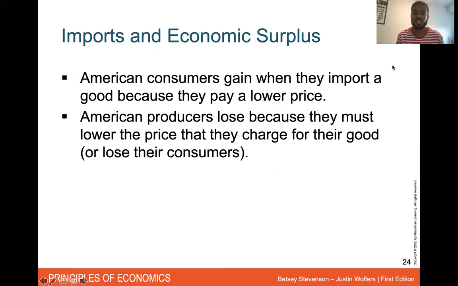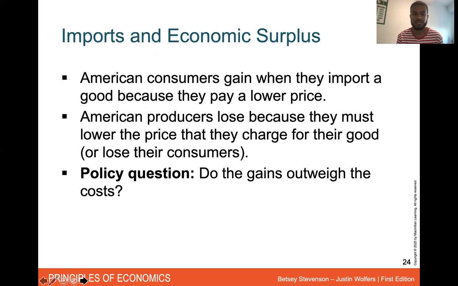American consumers gain when they import a good because they pay a lower price, and American producers lose because they must lower the price that they charge for their good, or they'll lose their consumers. So, policy question: do the gains outweigh the costs? We're going to see that.